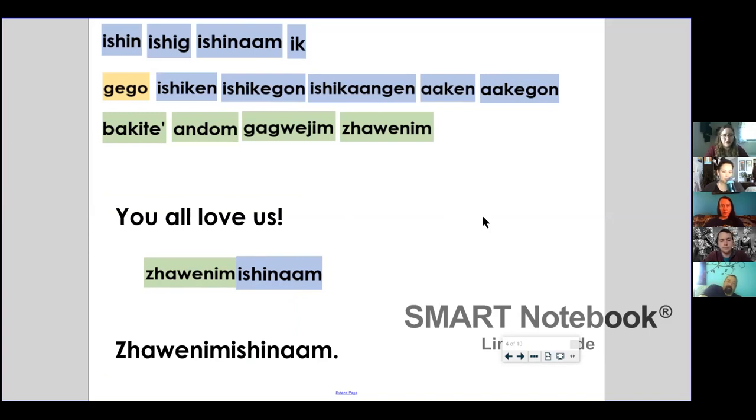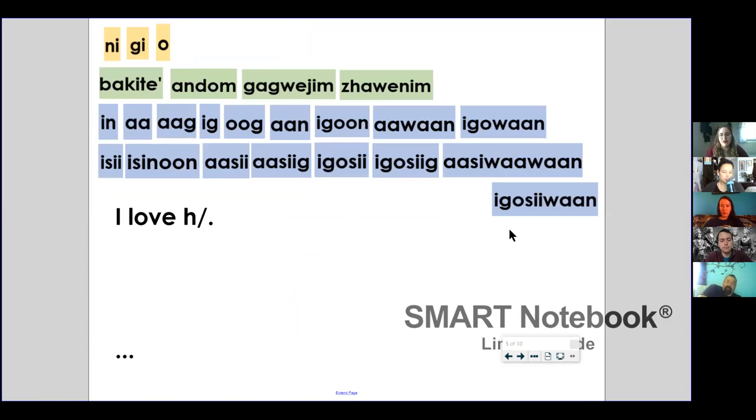So now we're gonna move into the A form ones. We've got different endings. Okay. So I love him or her. I to him or her. And the verb for love. Ne. Joanne ma. Joanne ma. I love him or her.